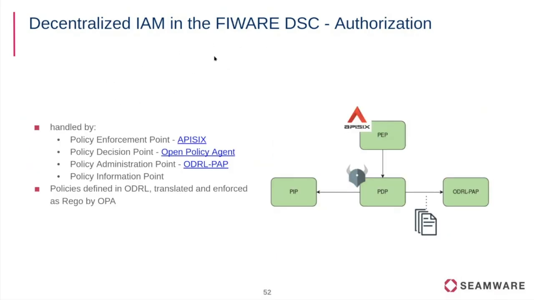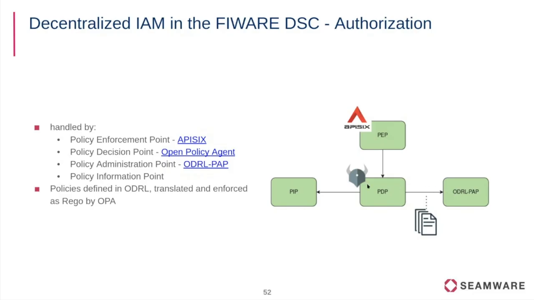Now, what parts do we have for the authorization? As mentioned, the PEP is API 6. We're using the Open Policy Agent as a decision point. The information point is more of a theoretical role because it depends where the information should come from. We have different use cases for that. Time could come from a time provider. We have some policies where the information actually comes from the application itself, but that's something more on a theoretical level. And we have the administration point, which is where we use a component called the ODRL PAP.